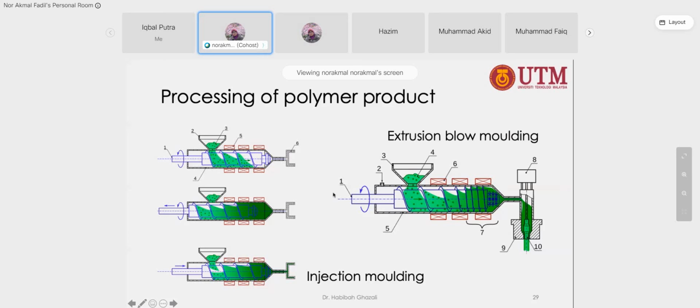And then extrusion molding is similar to injection molding, but the final product is in the form of a long structure, like pipe tubing, PVC pipe tubing. So those are extrusion processes. But for injection molding, you can see this is the mold, which consists of the shape of your final product.